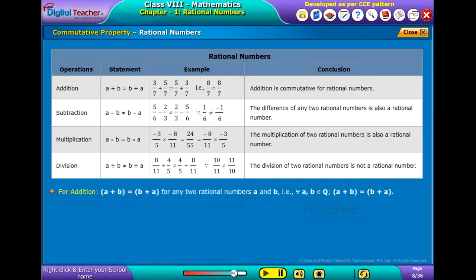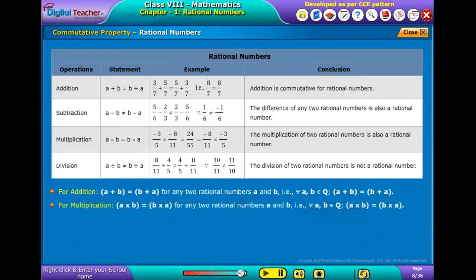For addition, a plus b is equal to b plus a for any two rational numbers a and b. That is, for all a, b belongs to Q, thus a plus b is equal to b plus a. For multiplication, a into b is equal to b into a for any two rational numbers a and b. That is, for all a, b belongs to Q, thus a into b is equal to b into a.